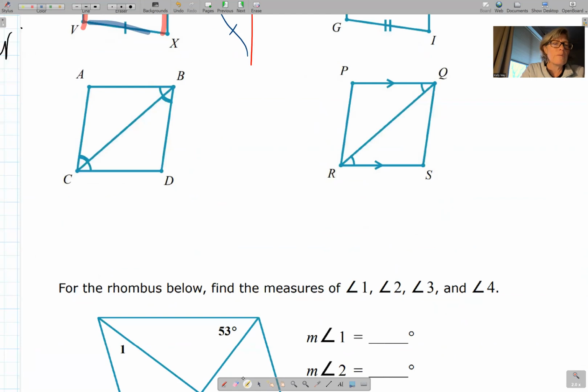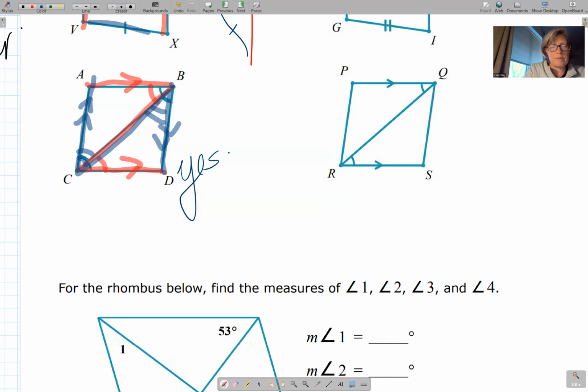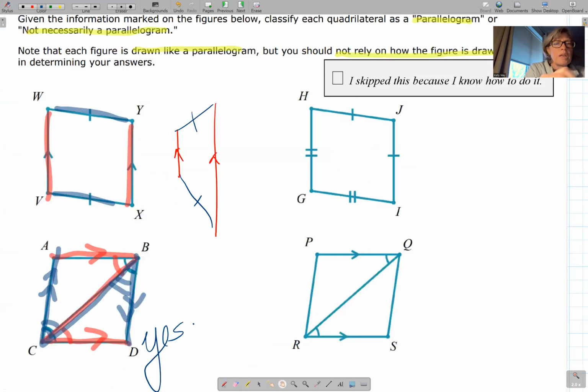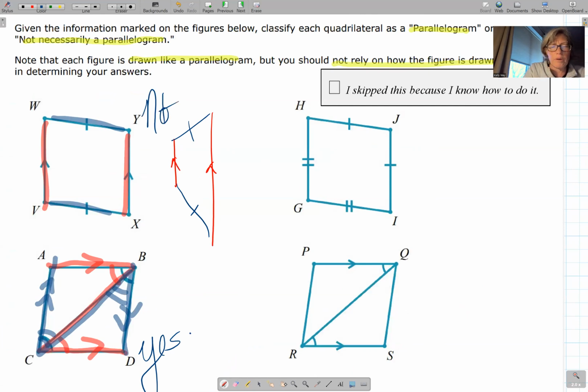Taking a look here, one set means you have alternate interior angles congruent, which makes those lines parallel. Double set, armpits of the Z, which will make these also parallel. So this one is a yes. The previous one was a no, not necessarily a parallelogram.